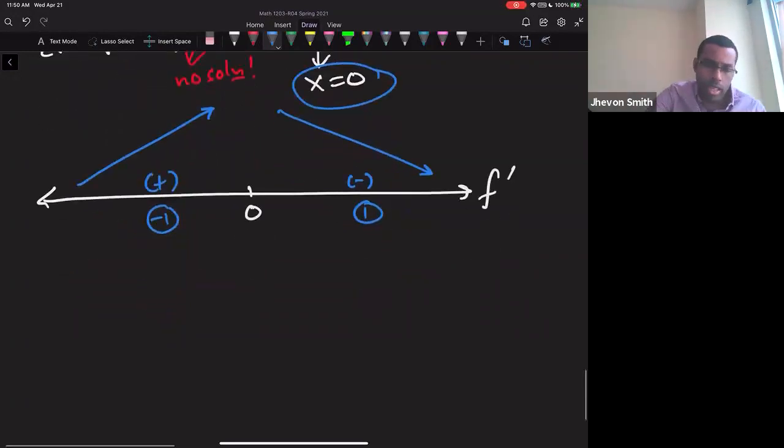Now, what does that mean for 0? What is 0 here? The maximum point. Okay. So it's not a maximum point. It looks like it is, right? Because you're increasing on the left, decreasing on the right. But it's not a maximum point. Why not?